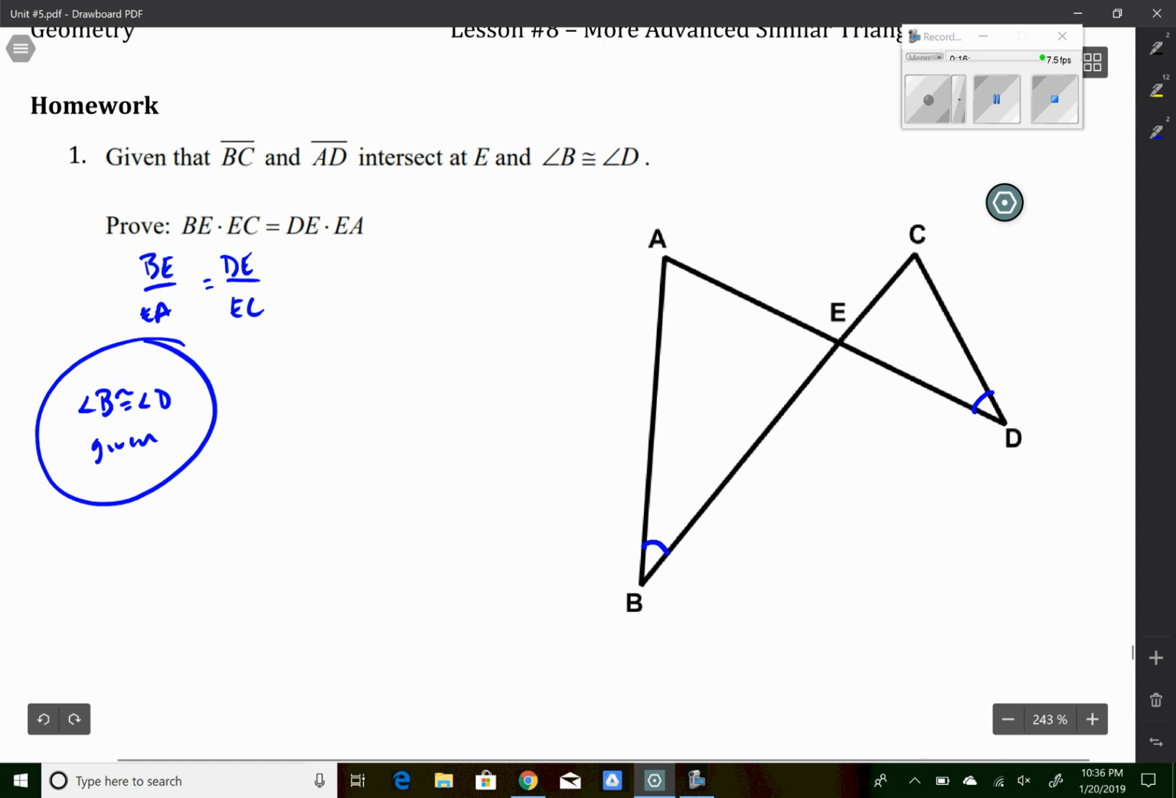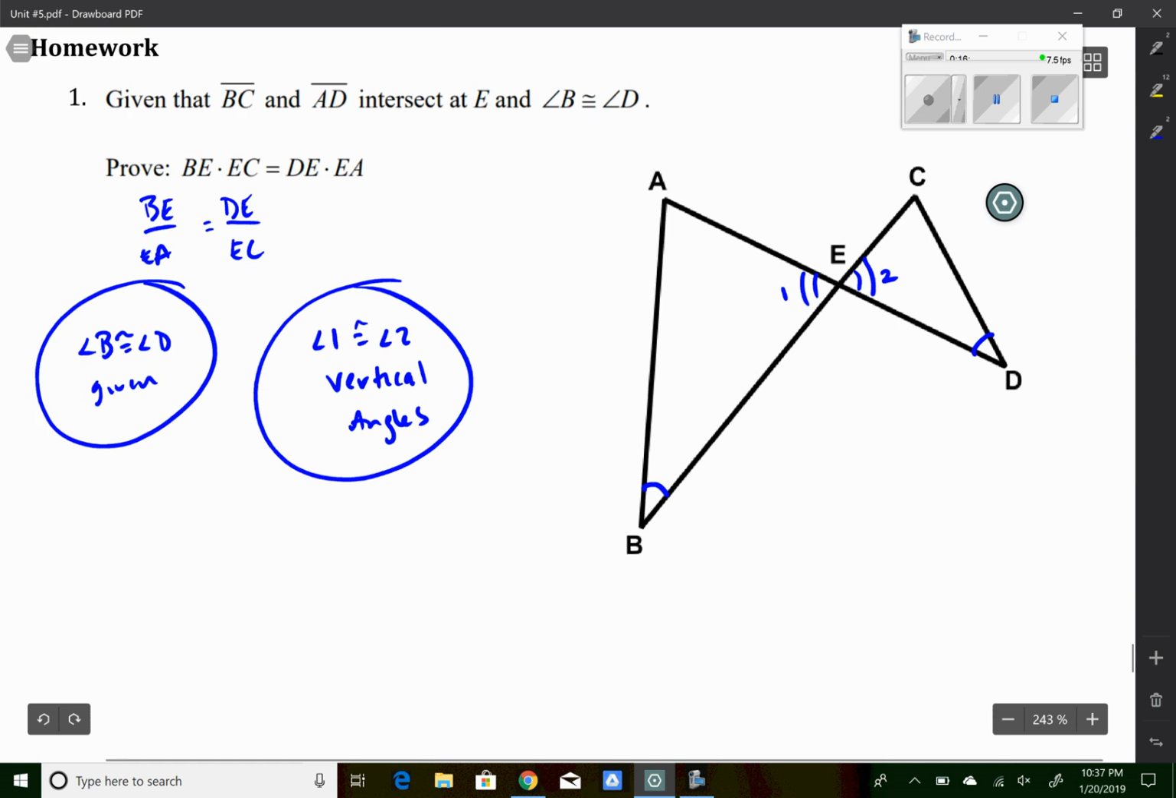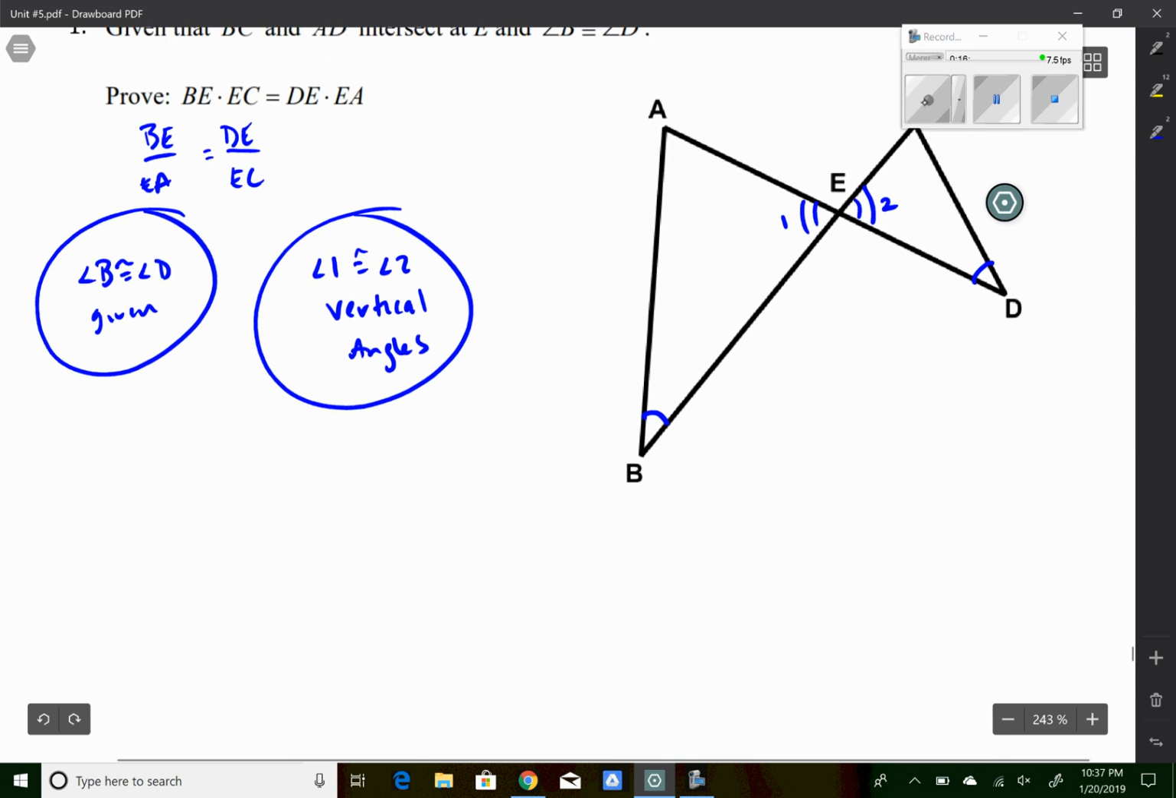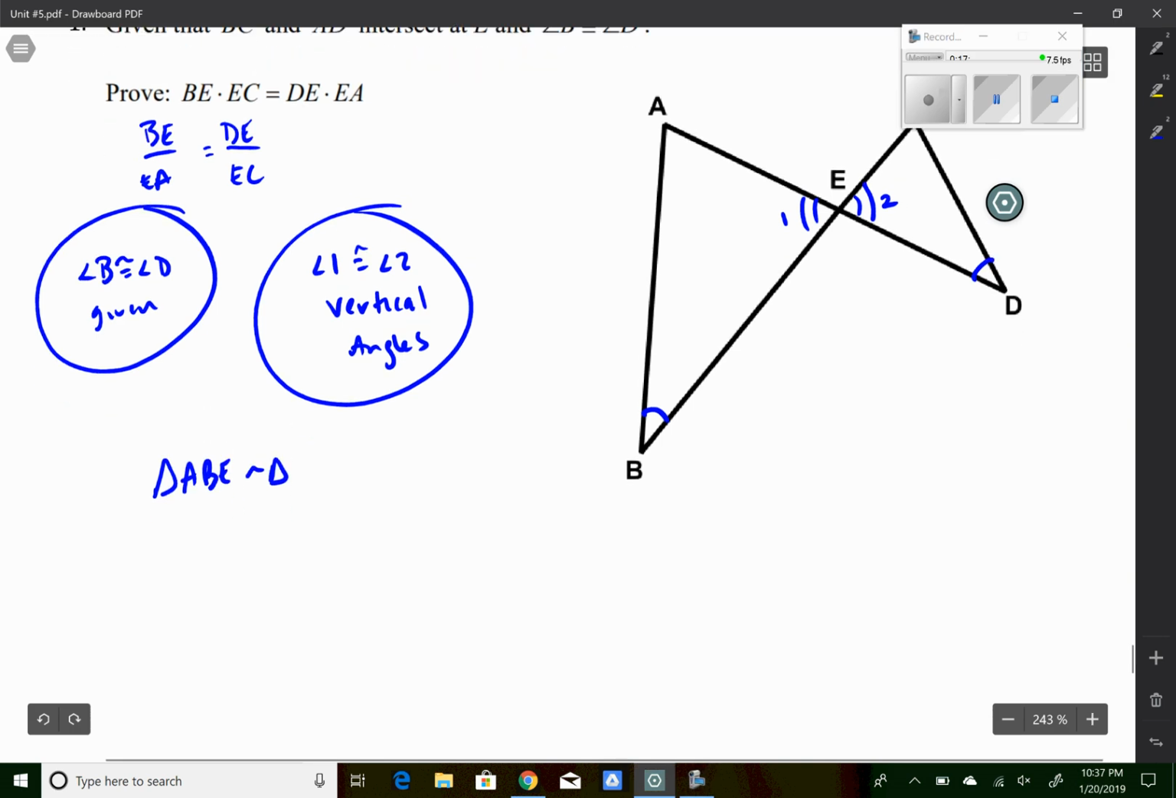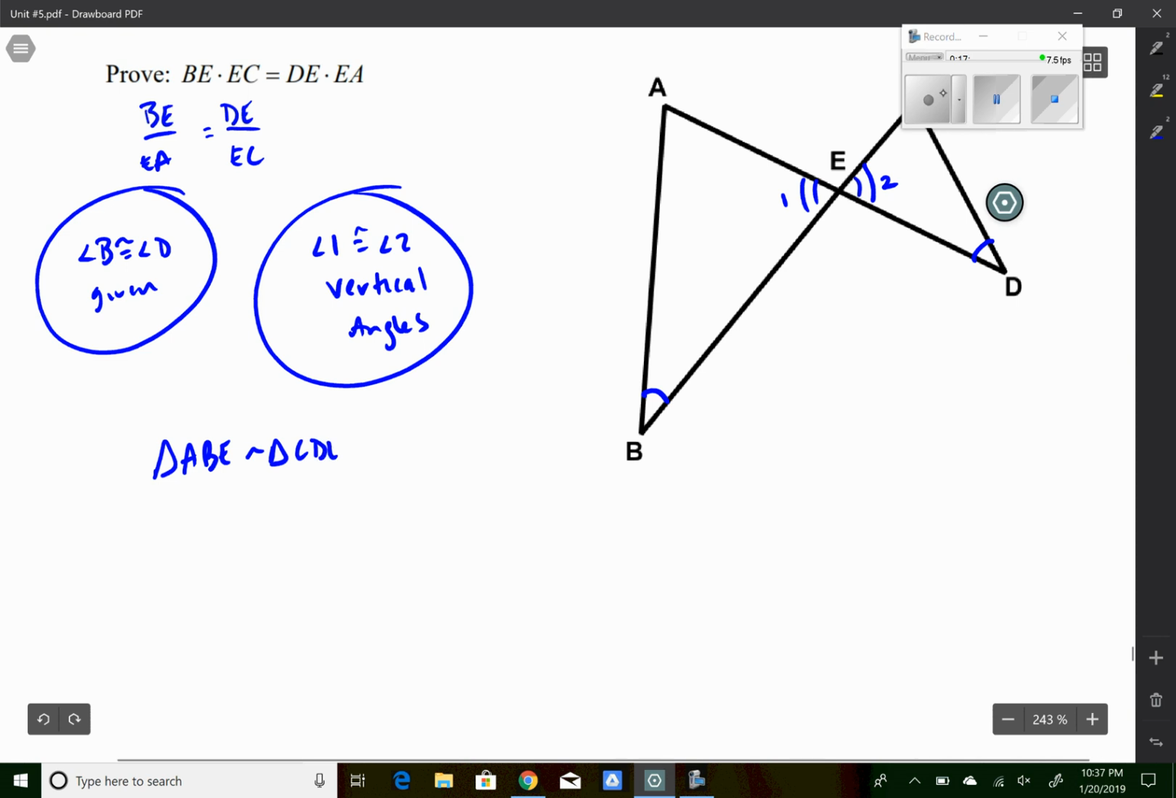And in looking at my picture, I also see vertical angles. I'm going to call this angle 1 and angle 2. So I could say angle 1 is congruent to angle 2 by vertical angles. Then I could say the two triangles are similar. So I could say triangle ABE is similar to triangle CDE by angle A.